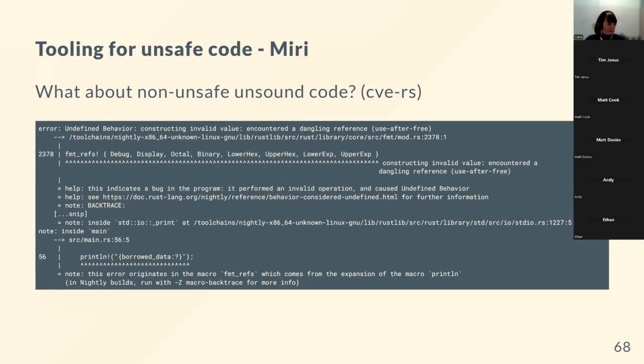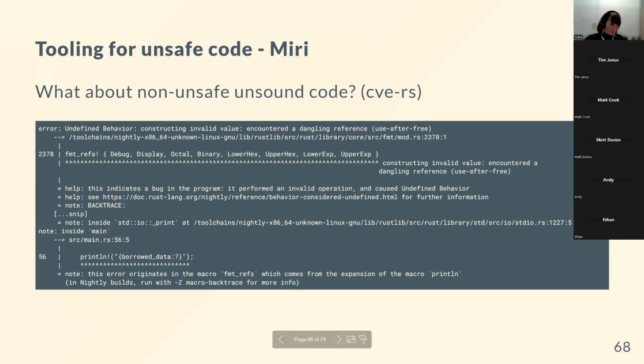Now, it's not as easy to read, but it's still not bad. Basically saying this print statement at the end where we finally actually access this data was invalid. So construction invalid encountered a dangling reference, use after free. So we know that somewhere in our code there's a use after free. It doesn't necessarily point us at exactly where the problem is, but it still tells us that there's a problem. It still identifies the problem.